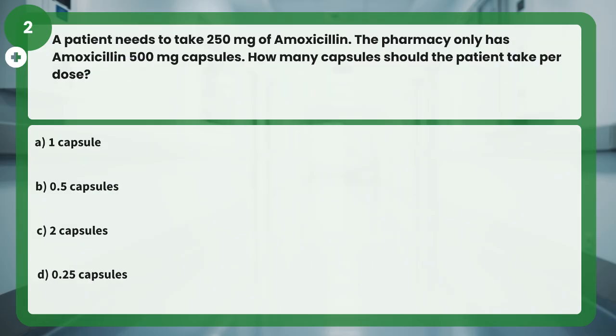Question 2. A patient needs to take 250 mg of amoxicillin. The pharmacy only has amoxicillin 500 mg capsules. How many capsules should the patient take per dose? A. 1 capsule. B. 0.5 capsules. C. 2 capsules. D. 0.25 capsules.